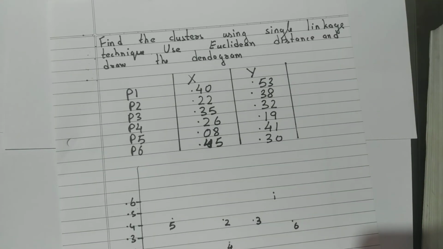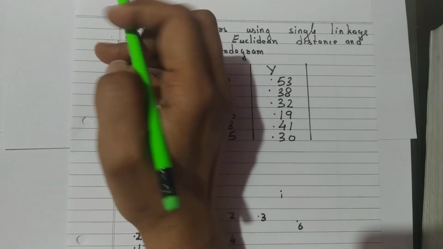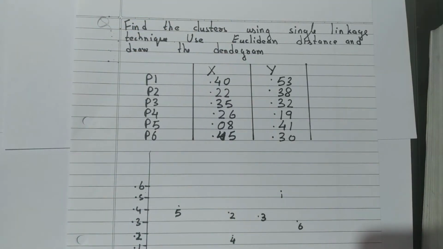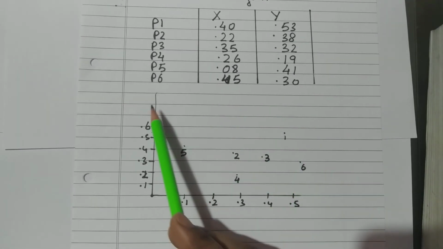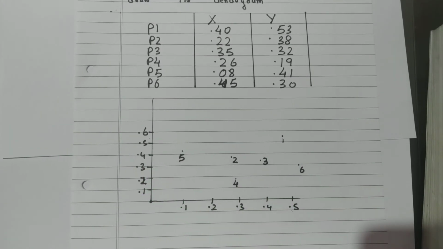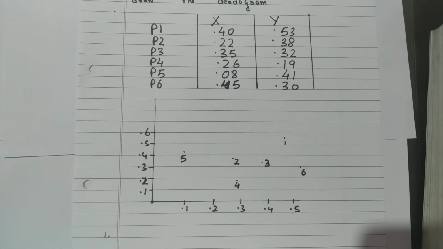Now let's try to understand this further by taking a question. The question says, find the clusters using single linkage technique, use Euclidean distance, and draw the dendrogram. So this is the question given, and this is the data provided in the question. I have simply plotted all these points on X and Y axis using a 2D graph. The first thing we have to do is find the distance between all the points.